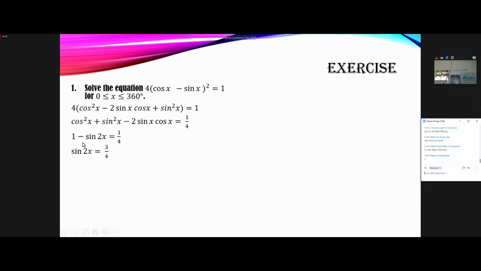Remember 2x is until 720. Okay, so 2x equals to 48, 131, 408, and 491. And x is 24.3. Some of you got it correct. Very good. Don't forget, after find 2x, you have to divide everything to get your x. Okay, good. Those who give me your answer, thank you very much.